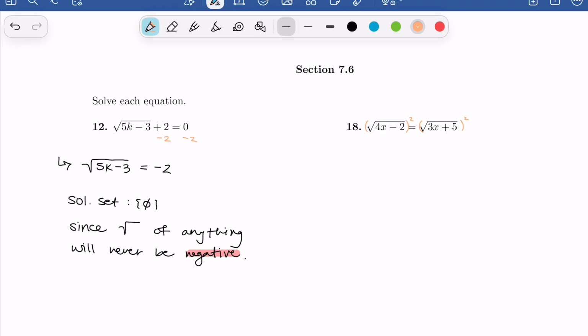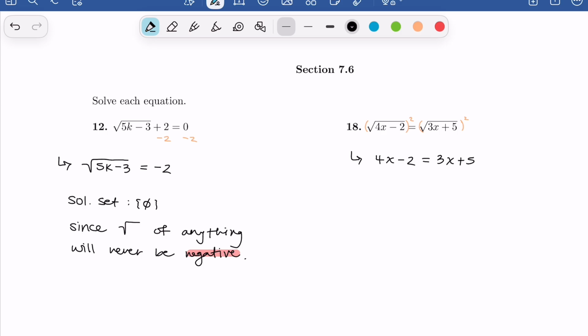Remember, whatever we do on one side of an equation, we have to do to the other. Luckily, we have square roots on both sides, so these should cancel nicely. If I have the square root and a square, the radical in the square is going to cancel out, and I'm going to end up with 4x minus 2 by itself on the left-hand side of my equation. Similarly, on the right-hand side, the radical in the square is going to cancel, so I'm going to have 3x plus 5. Now, this looks like an equation we're used to solving.